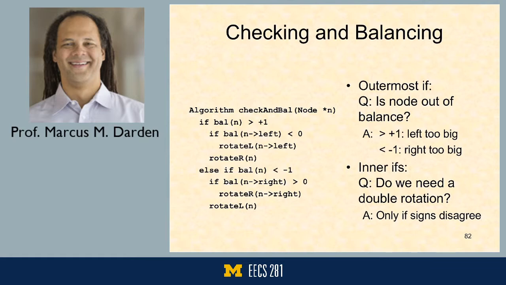All right. So that's what this check and balance is. This is just a discussion of that. Outermost if question, is the node out of balance? Left too big, right too big. And then we do the double rotation if the signs disagree.